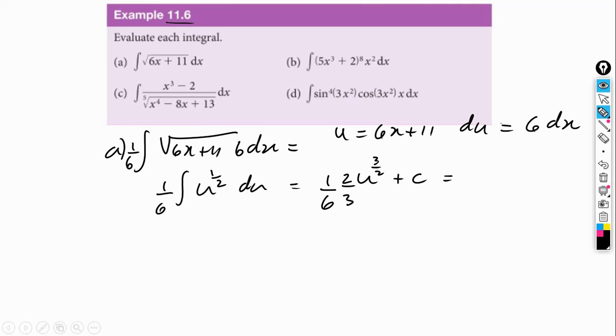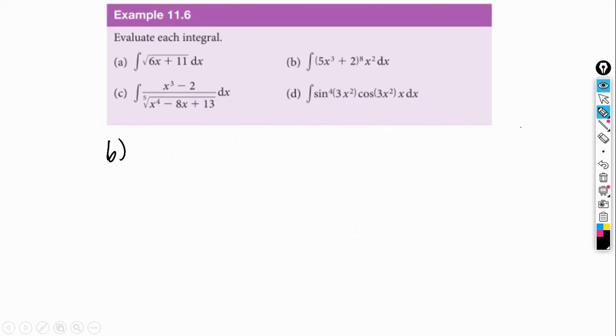And this is going to equal 1/9 times u to the power of 3/2 plus c. And don't forget to plug in whatever we had for u. So final solution, 1/9 parenthesis 6x plus 11 to the power of 3/2 plus c.